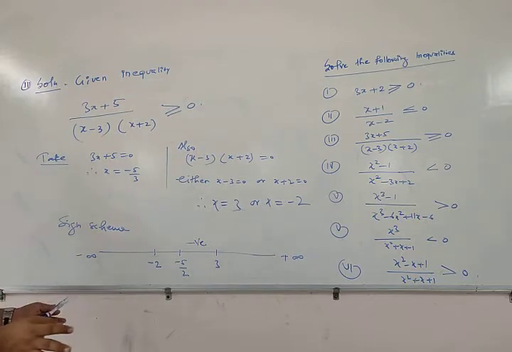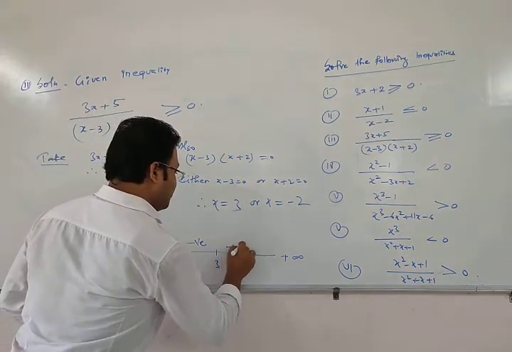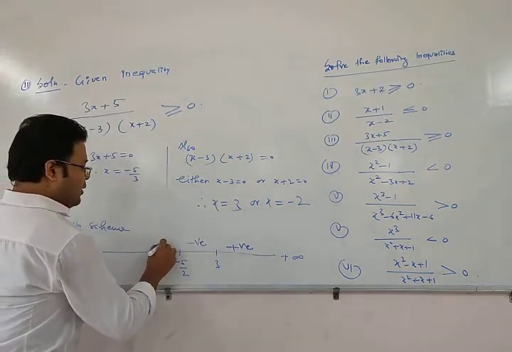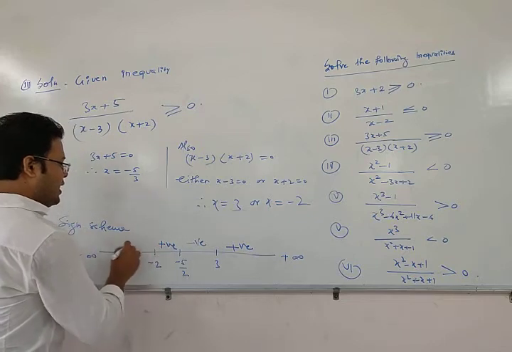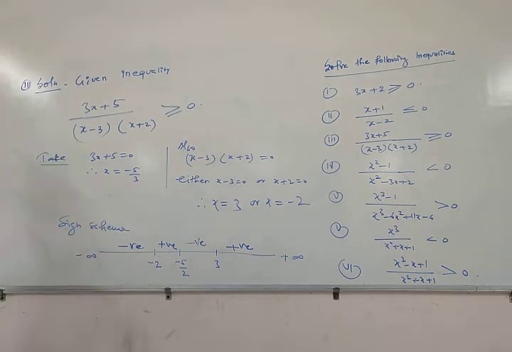Since there is no repetition of any root, we can put alternate signs on the remaining intervals. So here we put a positive sign, here we put a positive sign, and here we put a negative sign.